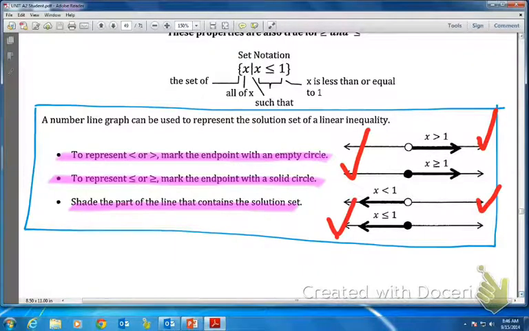So obviously here it's x is greater than 1, so we're going to shade greater than 1. X is greater than or equal to 1, so we'll shade greater than or equal to 1. X is less than 1, so we'll shade less than 1, or x is less than or equal to 1. So that's why we shade less than or equal to 1. All right, make sure you have all that copied down, and then we'll move on.